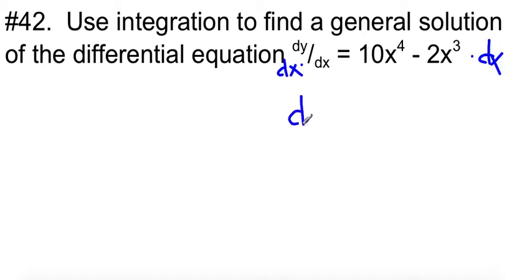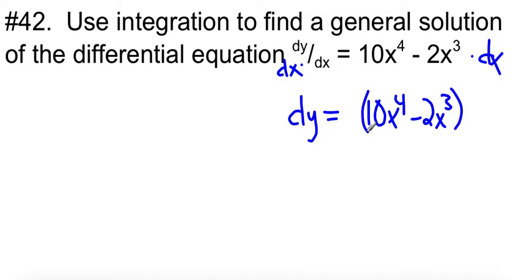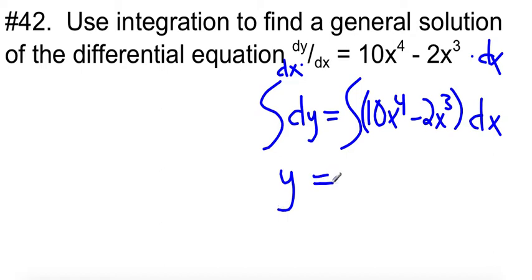So we get dy equals 10x to the fourth minus 2x cubed, technically that's all in parentheses, times dx. And now what we're going to do is take the antiderivative. We're going to integrate both sides. So the antiderivative of dy is y. Now technically this is y plus c, so we're going to have a c on this side and a c on the other side, which we can just combine together. But technically there is a c on this side.